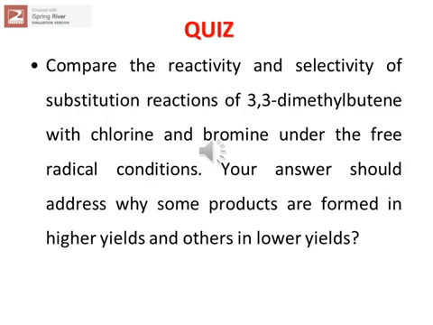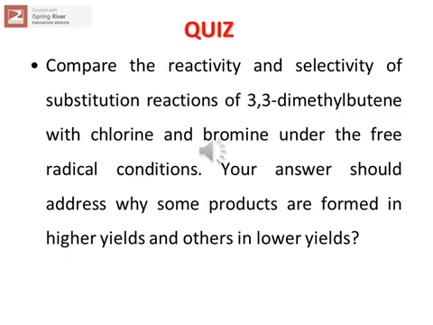At the end of this lecture, now it's time for a quiz. Compare the reactivity and selectivity of substitution reactions of 3,3-dimethyl butene with chlorine and bromine under free radical conditions. Your answer should address why some products are formed in high yield and others in low yield.